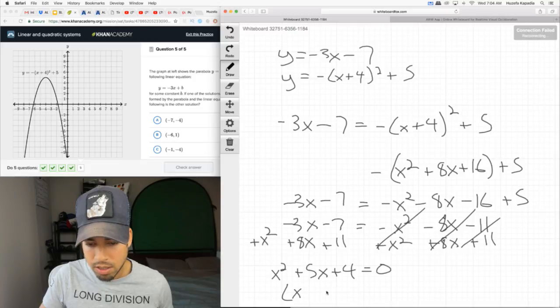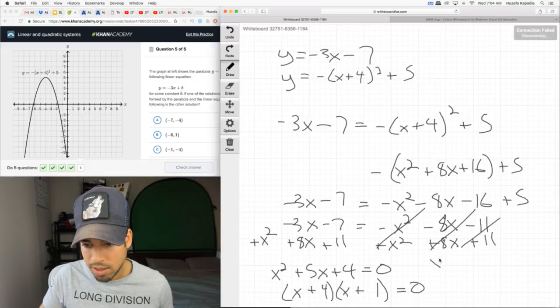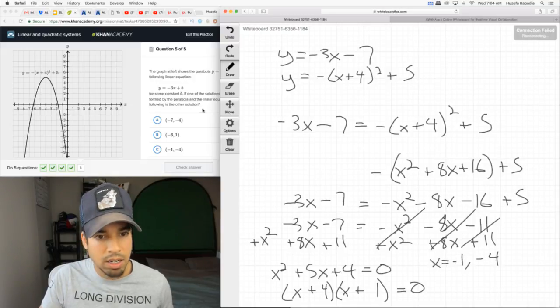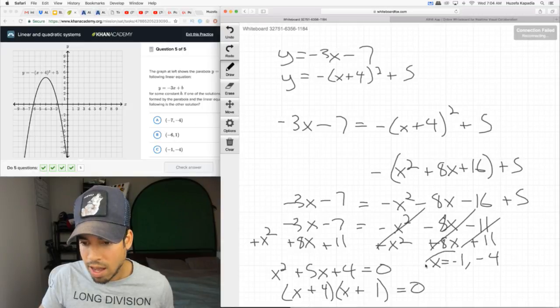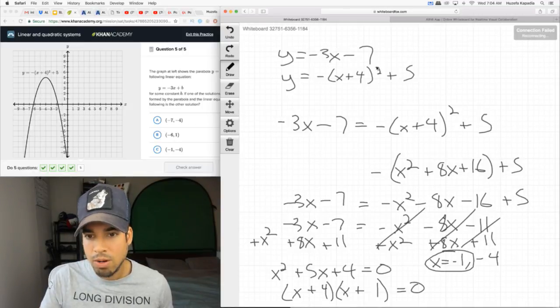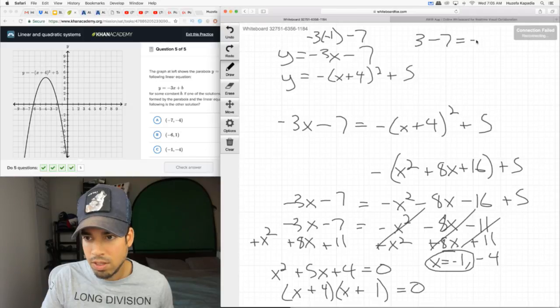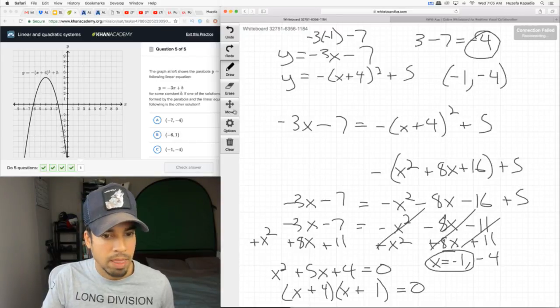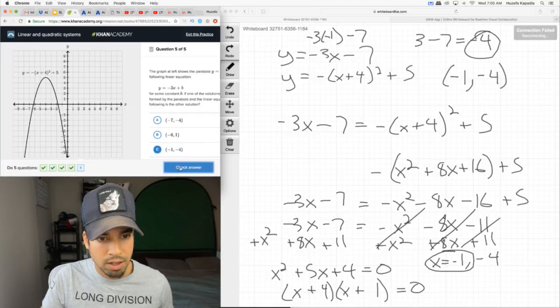Factor it like this. What multiplies to 4 and adds to 5? Positive 1, positive 4. Therefore, my solutions are x equals negative 1 and negative 4. Now, negative 4, 5 we've already got. So therefore, the x value of the second intersection is negative 1. Plug it into this one. Negative 3 times negative 1 minus 7. Negative 3 times negative 1 is positive 3, minus 7 equals negative 4. So the y value is negative 4. So my coordinate, like I predicted, is negative 1, negative 4. And that's it. That should definitely be correct.